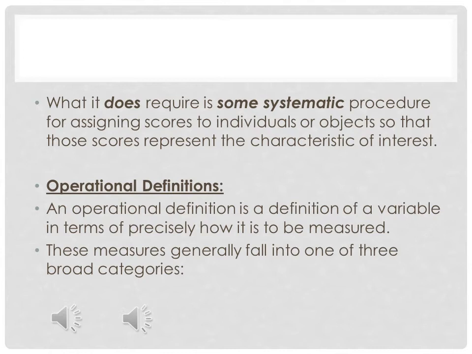So for example, if we go for understanding any psychological variable, we give an operational definition for that, what it is and how it is being mentioned. So it is clearly said that it is a definition of a variable in terms of precisely how it is to be measured, that we have to mention how that variable should be measured. So these measures generally fall into one of three broad categories.